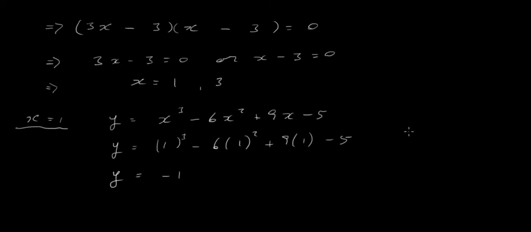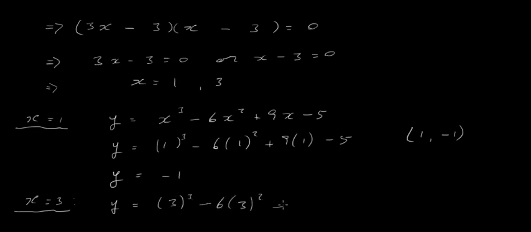So one of my points is x is 1 and y is minus 1. Now that's this one, so now I'm going to do this one here. X is equal to 3, so that will give me y is equal to 3 cubed, this time, minus 6 times 3 squared, plus 9 times 3 minus 5. And I know from doing this earlier that y will be minus 5. So my second point is x is 3, y is minus 5.